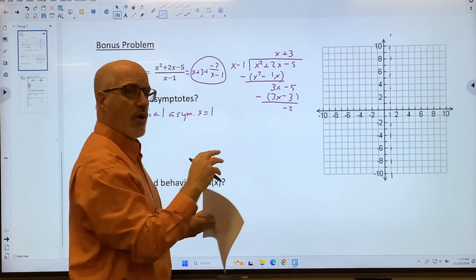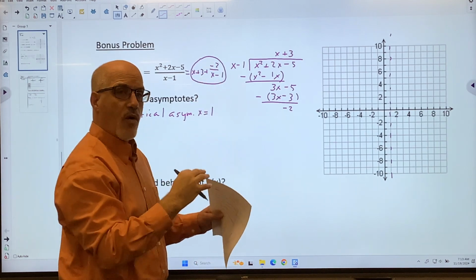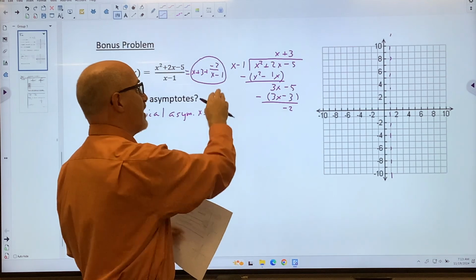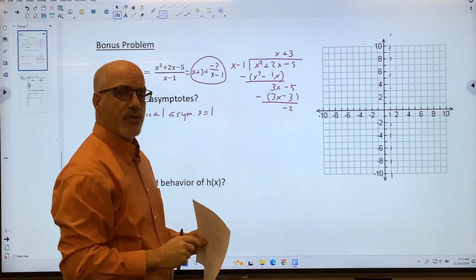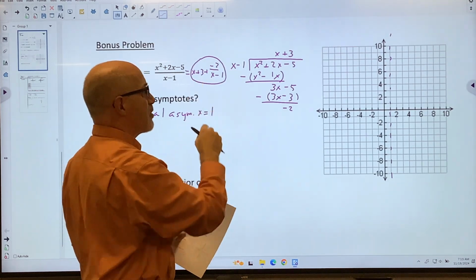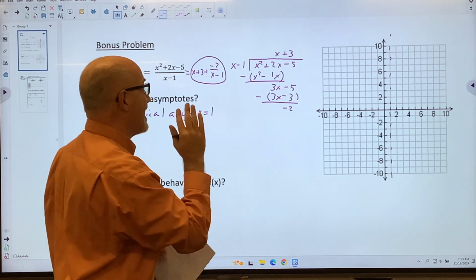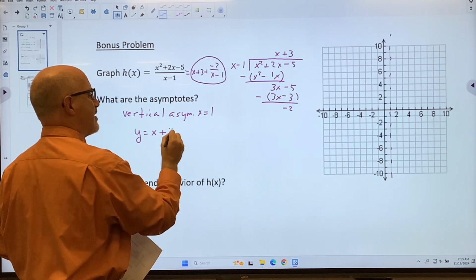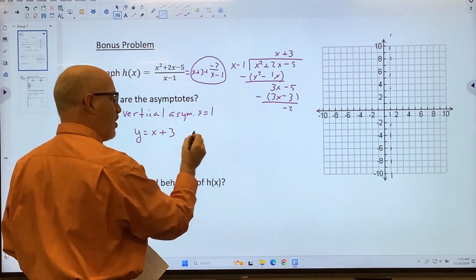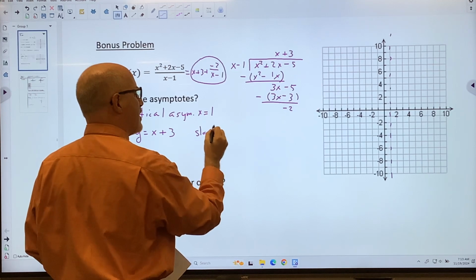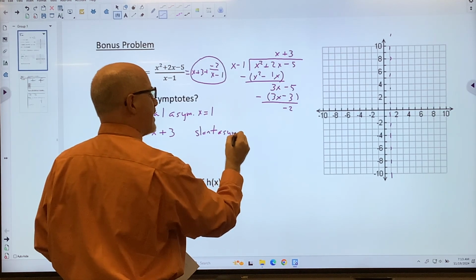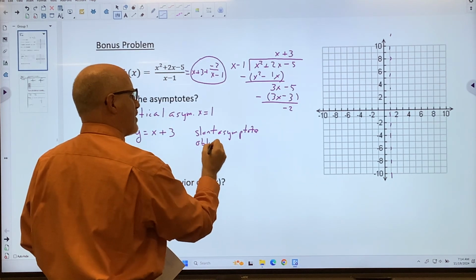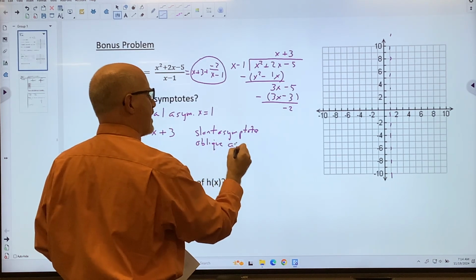And this fraction will go to 0 because there's a constant over either a very large increasing x value or going to negative infinity. This fraction will go to 0. So this x plus 3 is what the graph will look like. That x plus 3, y equals x plus 3 is an asymptote. It's called either a slant asymptote, because it's in the form of a line, or it's called an oblique asymptote. Those are the phrases we use for these.